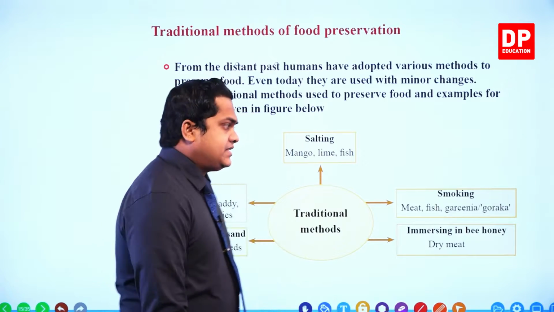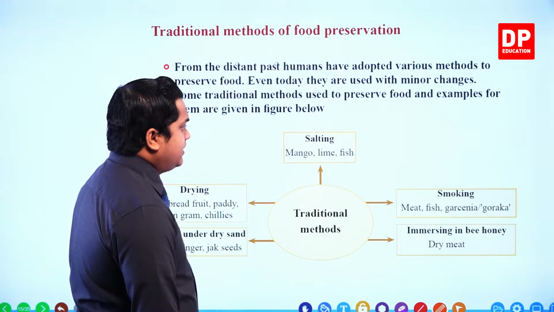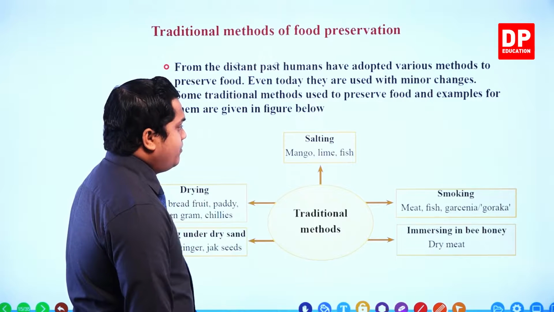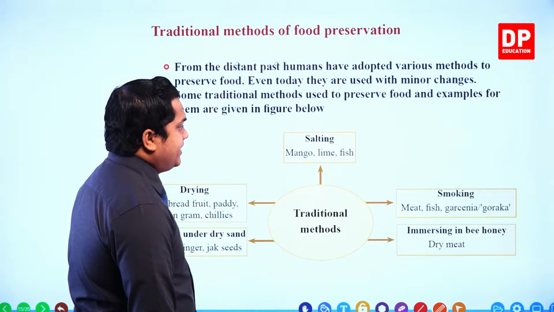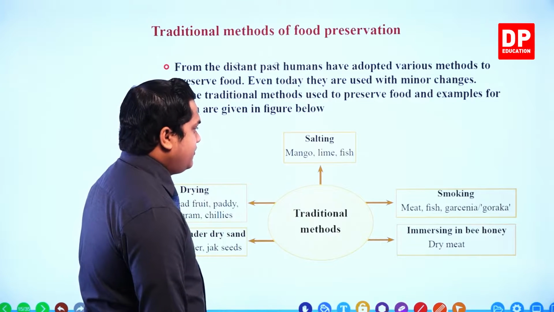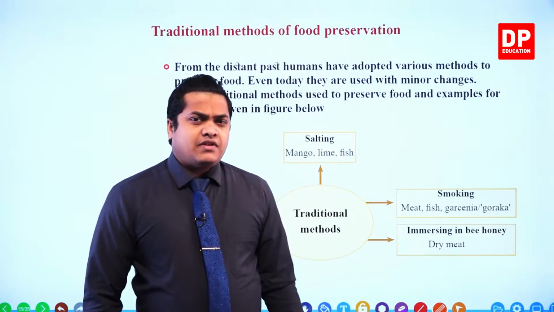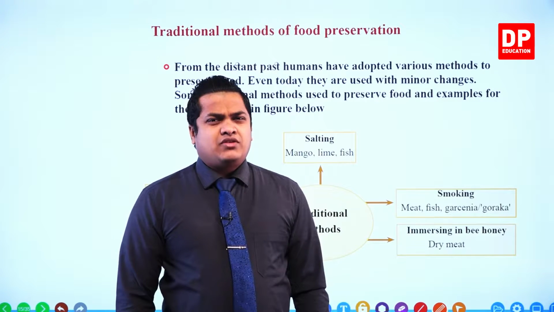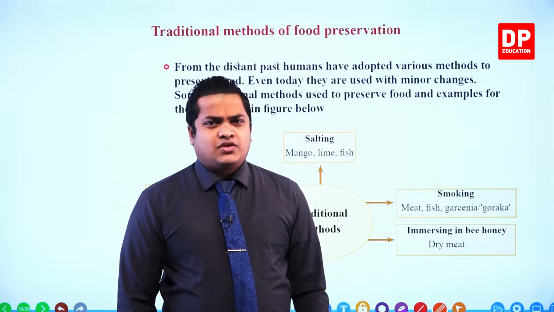Right then, let's see what food items we can preserve by adding salt. Salting, we can do it for mango, lime and fish. Especially for mango and lime, we can do salting. My dear children, what is the purpose of salting? Why do we need to add salt? What is going to happen when you add salt?